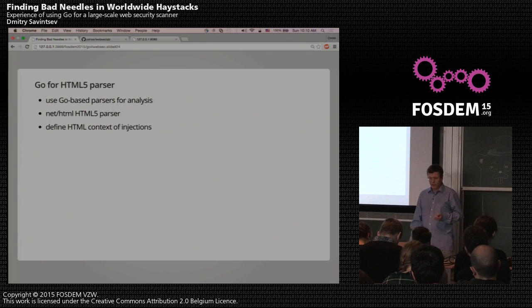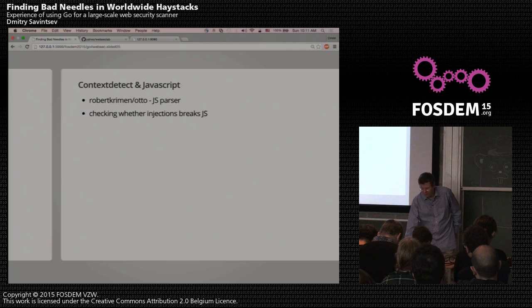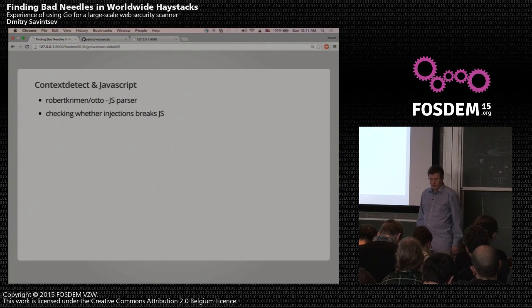Then we modified it to use Go, and we used the HTML5 parser for analysis. And it worked. The HTML5 parser has the tokenizer and the high level parser interface. We use the parser, and it verifies the context of injections, and this way we can tell different injections apart. They may be innocuous if they are, for example, in a properly quoted string, or they can be bad or dangerous in different contexts.